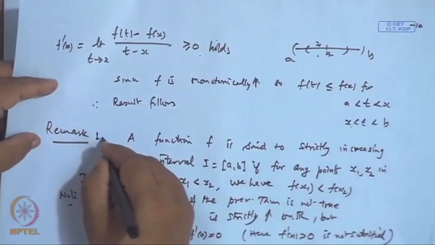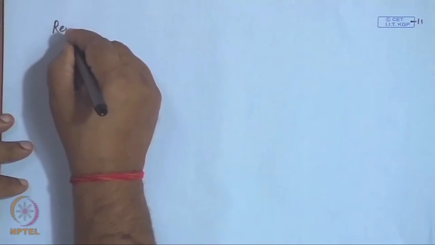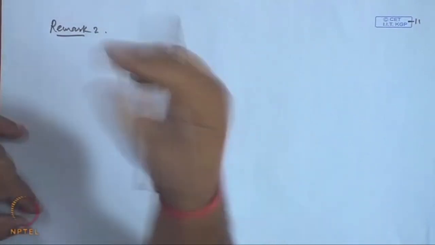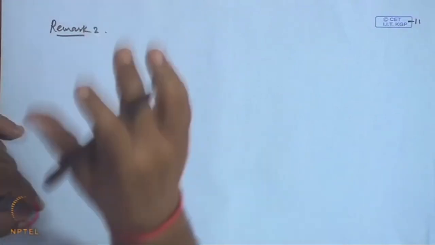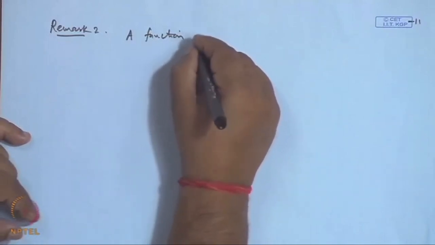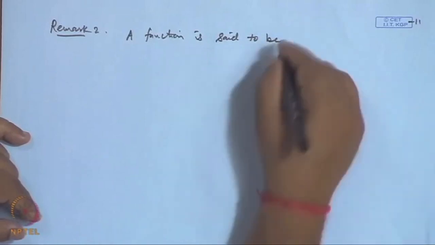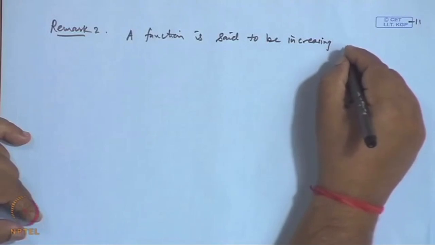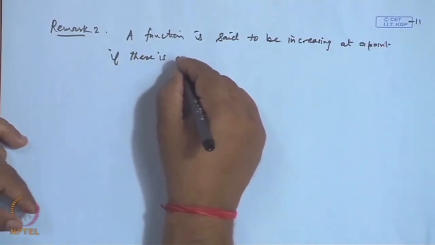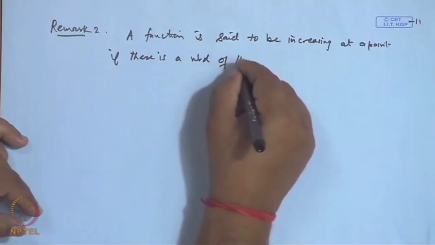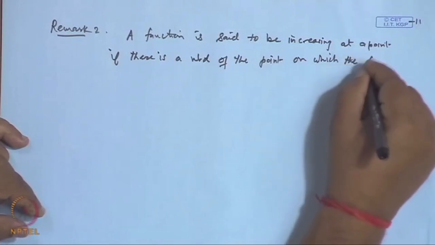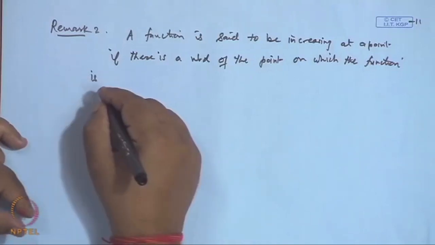The second remark is interesting also. When we say the function is increasing at a point, it means there exists some neighborhood in which the function is increasing. So a function is said to be increasing at a point if there is a neighborhood of the point on which the function is increasing.